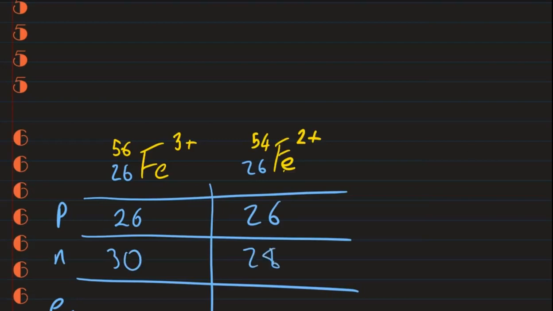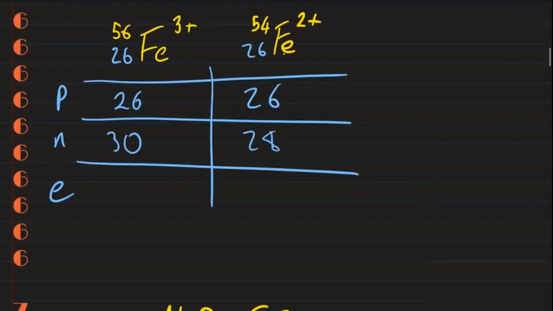And the electrons, well, this 3 plus doesn't mean that you've added 3 protons. No, that's madness. You've removed 3 electrons. So instead of having 26 electrons that a normal iron atom has, it's lost 3 of them. So it's only got 23 left. And by the similar logic, the one above, it's got 24 electrons left.